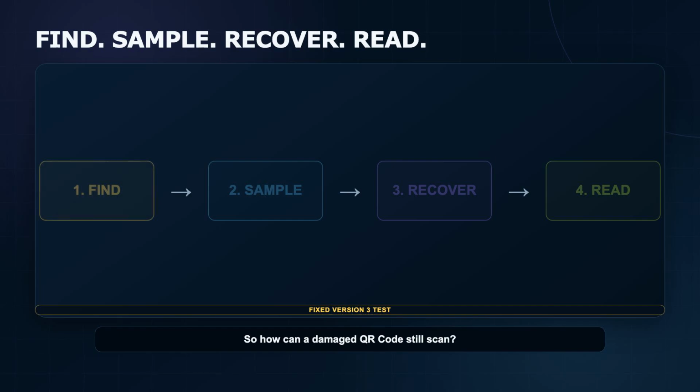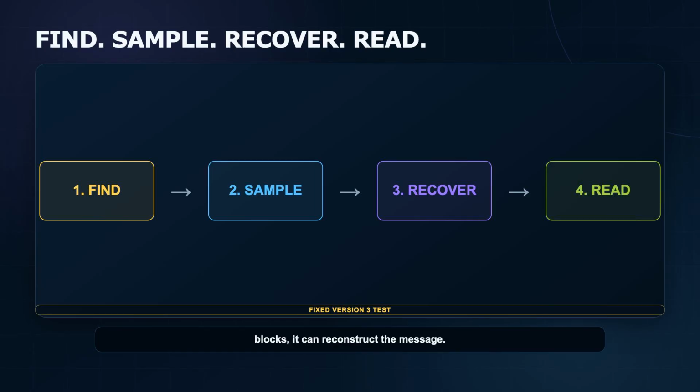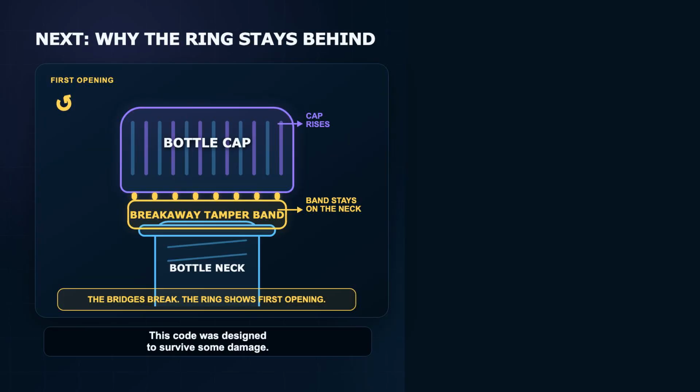So how can a damaged QR code still scan? First, the reader finds and samples the grid. Then, it extracts data and recovery code words. If the damage stays within the usable capacity of those blocks, it can reconstruct the message, but damage the structures needed to find the grid, or exceed the correction capacity, and the scan fails. This code was designed to survive some damage.